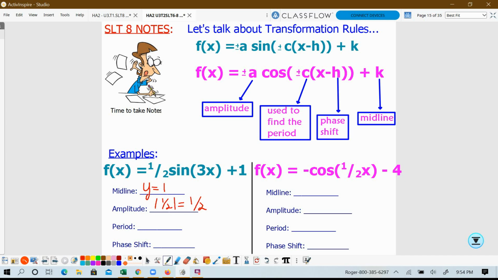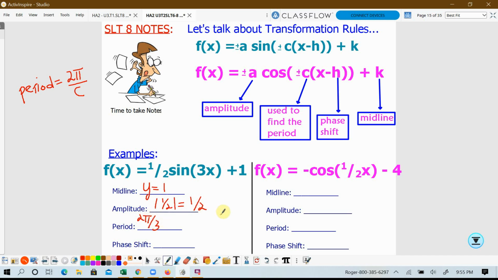The period is found through an equation that we like to use that looks like this. A standard period of any cosine or sine graph is 2 pi radians. To find that period, you would divide that by whatever the c value is in your equation. So in this context, because c is the coefficient of x, so it should always be the number that's directly in front of x, that would be 3 in this case. So if I replace c with 3, my period would be 2 pi over 3.